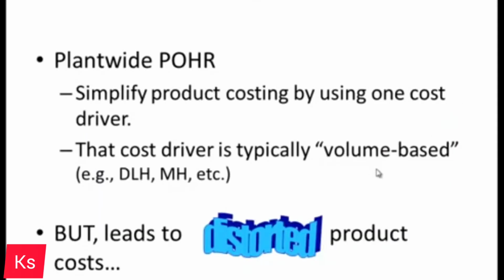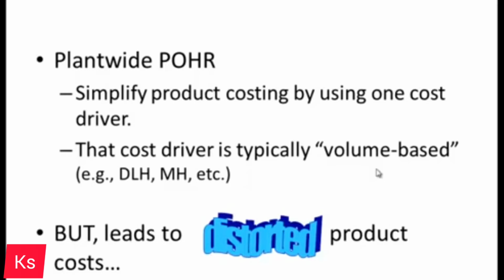So this was an example of a single-stage cost allocation system. I may sometimes call it a plant-wide POHR, a plant-wide predetermined overhead rate. It's a very simple way of allocating costs. And when companies use this type of cost allocation system, the cost driver that they use is typically volume-based. It's typically something like I've been describing to you: direct labor hours, machine hours, direct labor cost. Those are very common allocation methods.